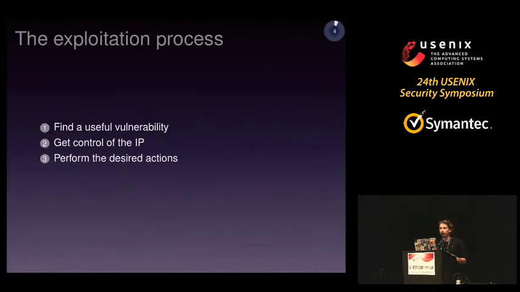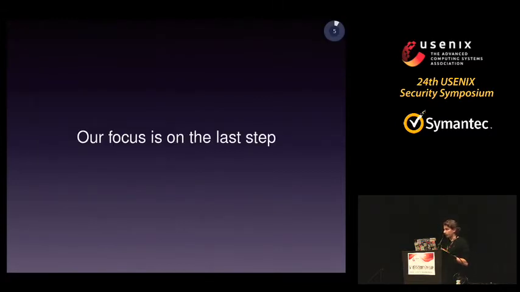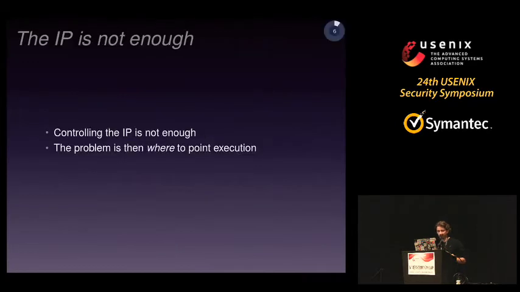So let's try to review the usual exploitation process. First of all, you want to find a vulnerability, and you want this vulnerability to be useful. And by useful, I mean that it's able to get you control of the IP, the instruction pointer. After you get control of the IP, then you can perform the desired actions, such as calling the system library function, execv, reading a file, all these kinds of things. Our focus in this presentation is on the last step. So how can we call arbitrary library functions under certain conditions and in the presence of certain protections? Because just getting the IP is not enough.